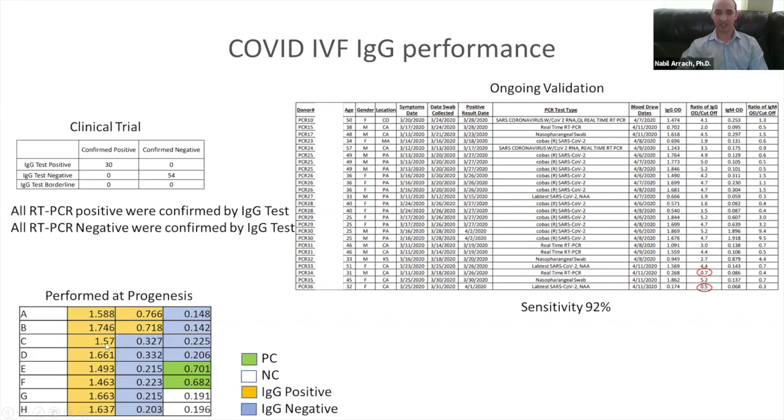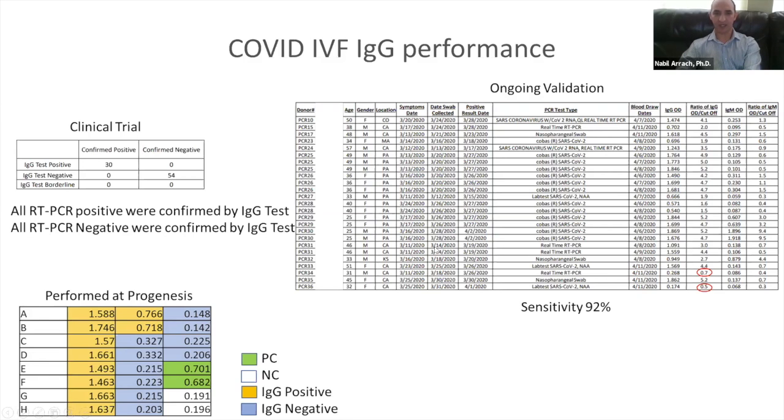At Progenesis, what we've done, we've taken 5 patients that were reported to have been infected, and we looked at their IgG, shown in yellow, and then we took 5 negatives that we know were not showing any infection, and they were negative in IgG, and we looked at positive control and negative control.